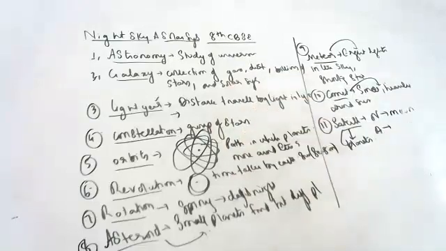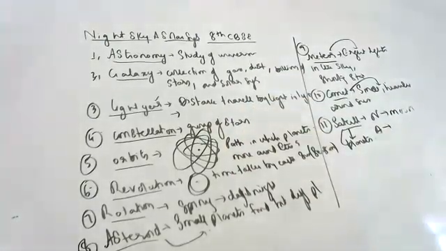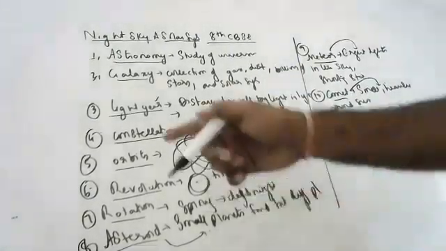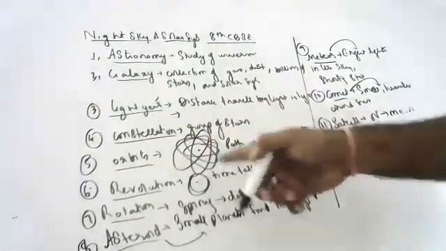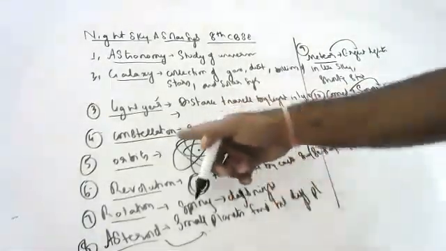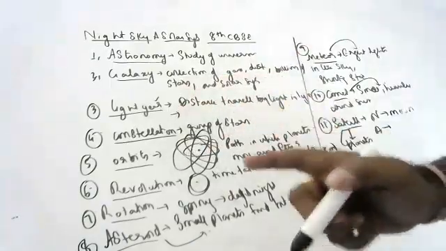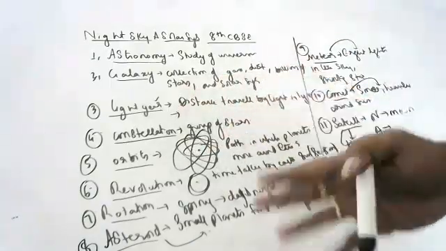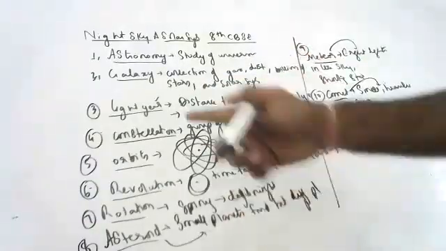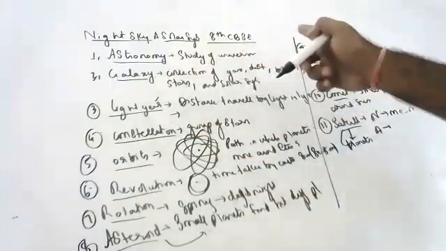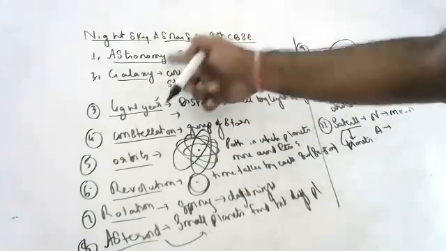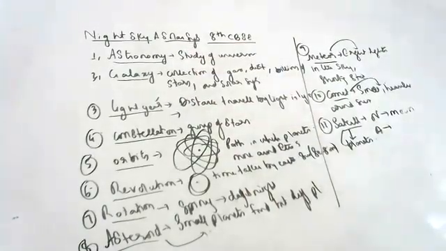Rotation is around its own axis. Revolution is around something. Orbit is the path in which planets are revolving. Constellation is a group of stars. Light year is the distance traveled by light in 1 year. Galaxy is a collection of gas, dust, and billions of stars in solar systems. The study of the universe is called astronomy.